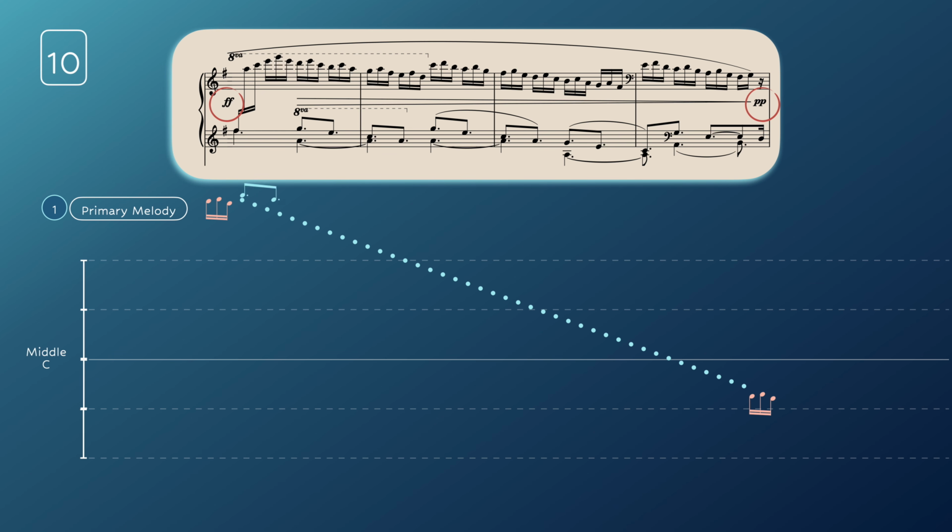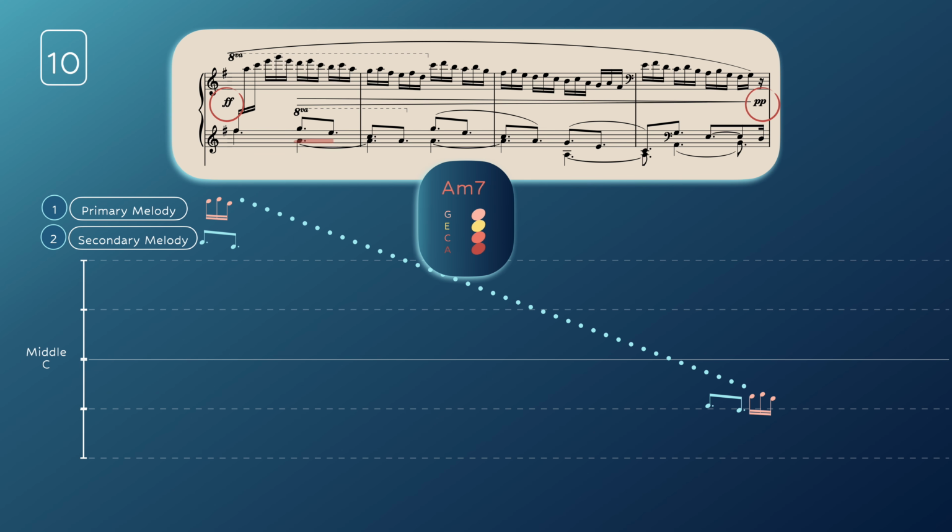Second, a supporting line in dotted eighth notes moving with the primary melody. Let's call it the secondary melody. And it outlines an A minor 7 harmony. Third, the bass note A dropping along with the descending line.